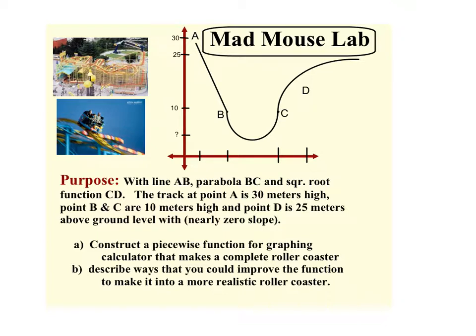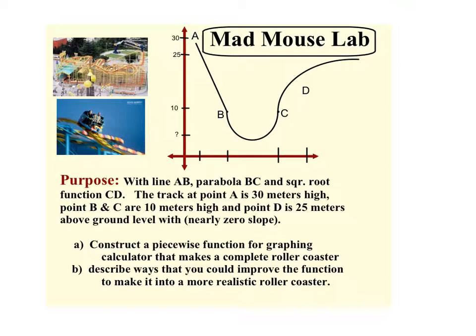All right, so what are the requirements in this particular lab? Let's read through the purpose. First of all, it really should say that we are going to be trying to make a roller coaster, okay? And with line AB, that's this little piece, that's part of a piecewise function. Parabola BC, obviously they want that to be a parabola. It kind of looks like a half circle, but it's not. It's a parabola. And last but not least, the square root function, that's from here to here. That whole thing is a square root function. Those three things make up your roller coaster.